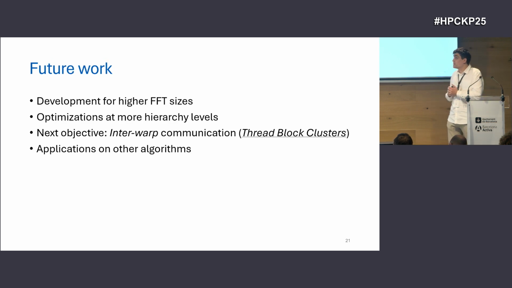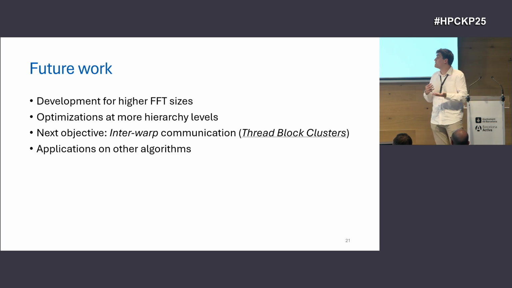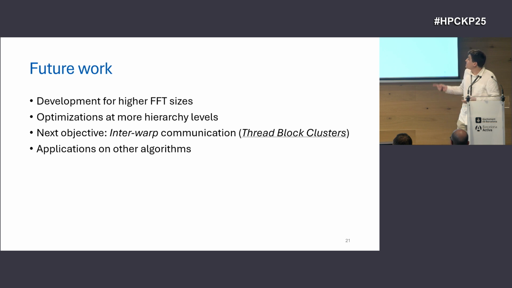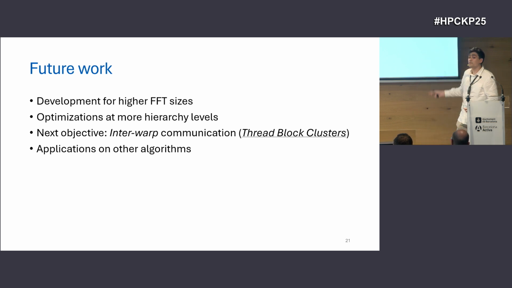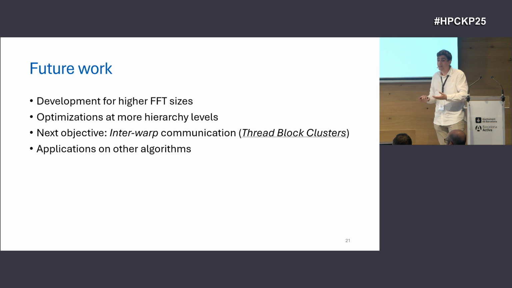As future work, we want to develop this for higher FFT sizes, so it's more usable in more applications, because 64 is quite a small size. We want to do optimizations of more hierarchy levels to scale this up. In fact, our next objective is inter-warp communication using thread block clusters, which is a new feature introduced in the Hopper architecture, I think. And we also want to see if these methods can be applied to other algorithms. But this is still future work that we are working on right now.